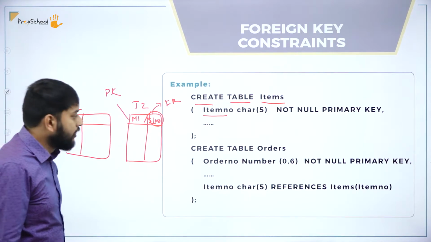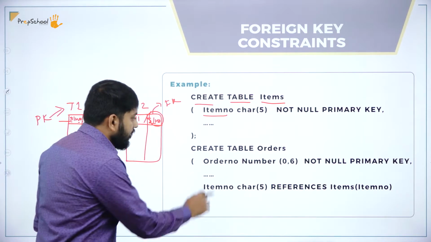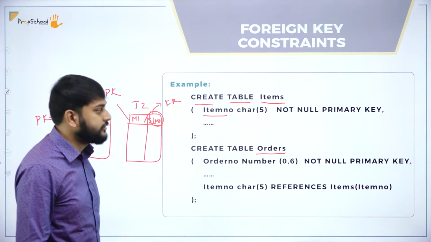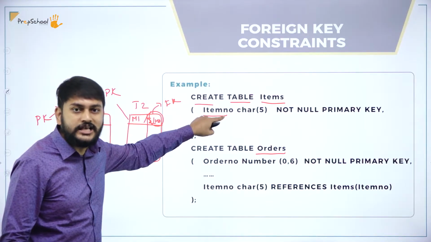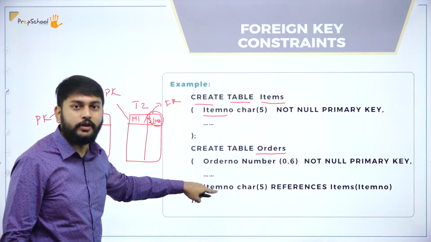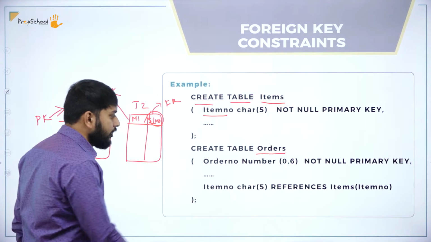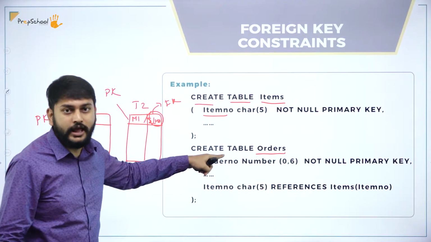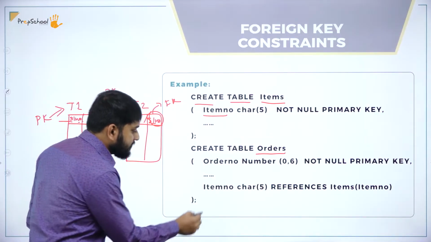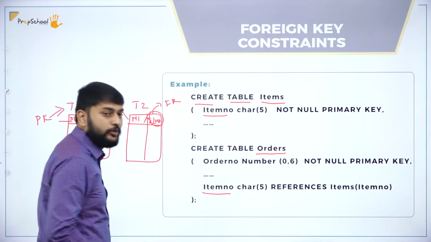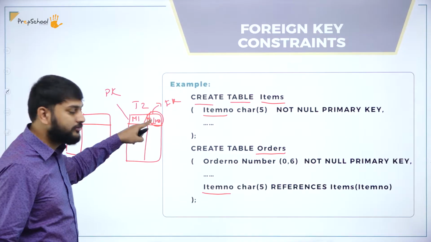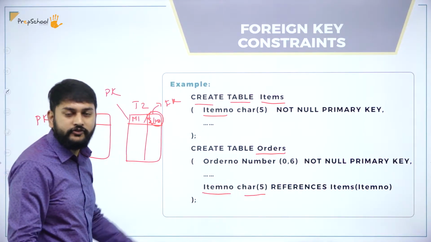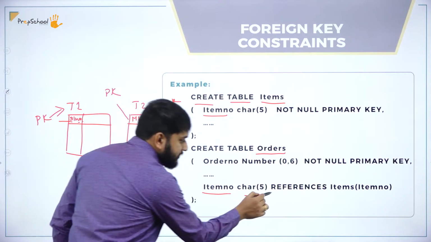Just imagine, I have one more table. The table name is orders. I want to make this as a foreign key in this table. How do I do that? Please observe here. I will create all the columns of this table that I have. Then along with that, I will create one more column, that is item number. The data type, whatever I want to give, I will give. But the main picture starts from here.